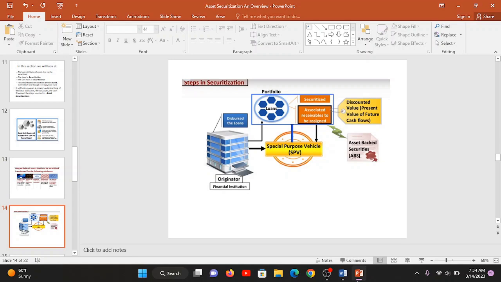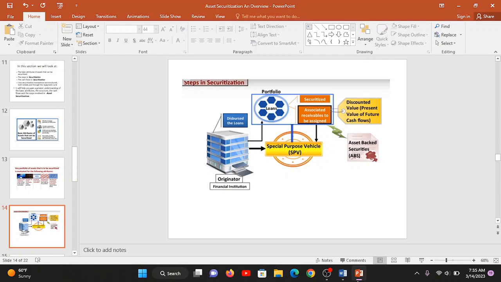Now you see, can you see this special purpose vehicle, which is nothing but a portfolio of various loans which are going to be securitized. And every loan has some sort of collateral associated with it. These collaterals act as an associated receivable which can be recovered in times of emergency. Here one tag is attached to this component, quoting discounted value. What does it mean? These receivables have a future value, something in the distant future.